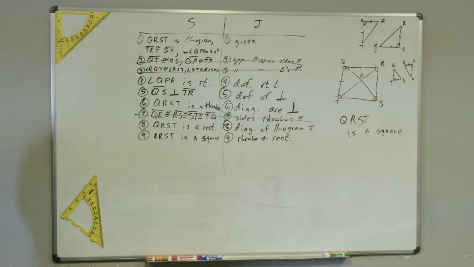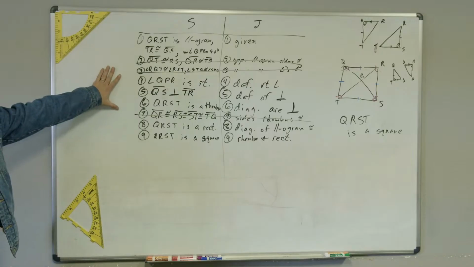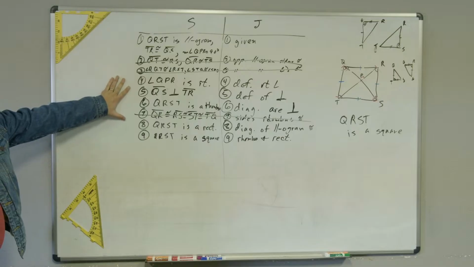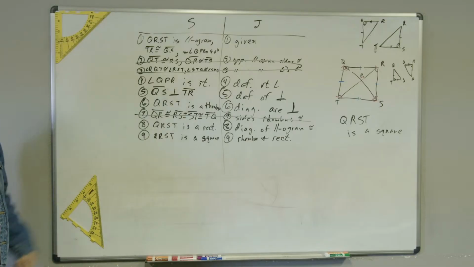We just needed those, right? Because we needed to prove it's a rhombus and it's a rectangle. But that's okay that we added extra. I don't count off for adding extra. That's fine. And we didn't say anything that's false. It just didn't help us get there.